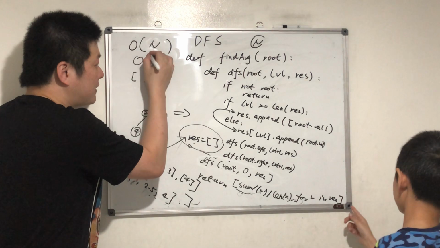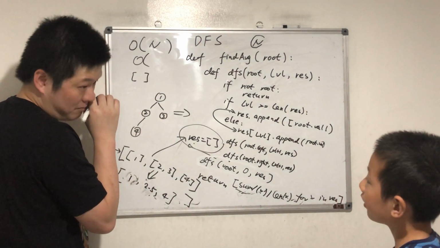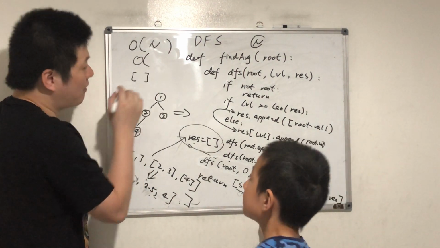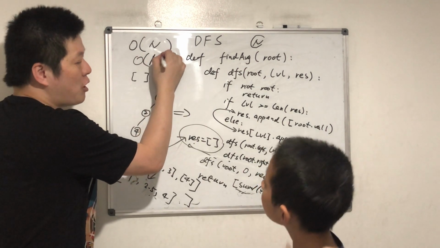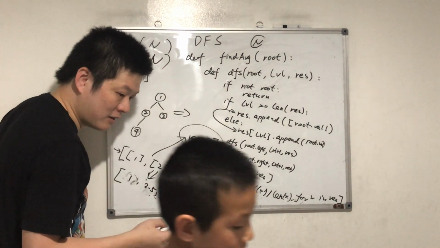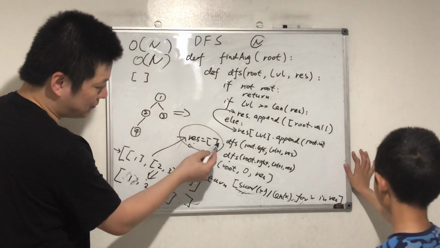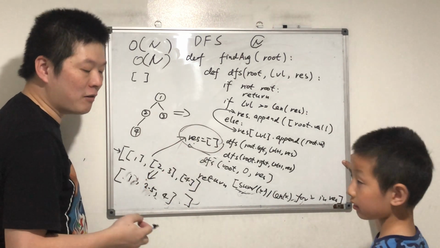What's the space complexity? O(1)? O(n), come on, we use the result. Why is it O(n)?